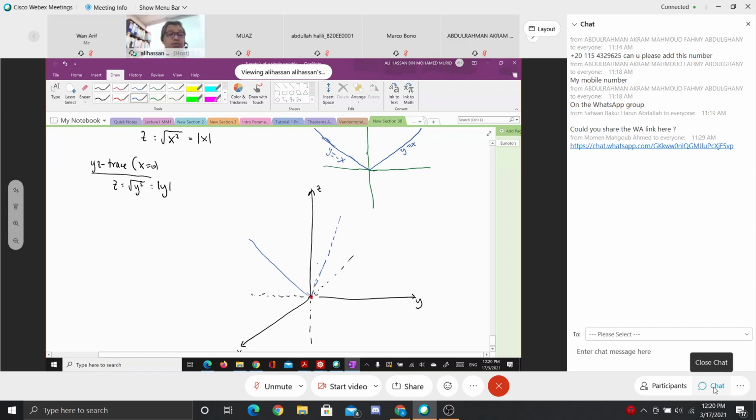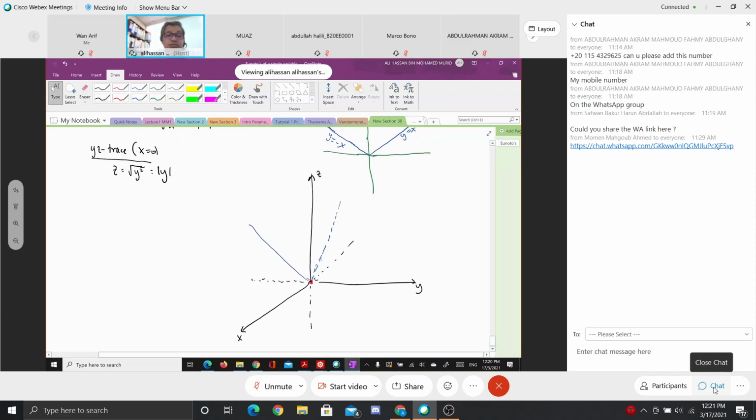And then we have z on the yz plane. We have this equation here also. We do it in green color. Something like this. So this is z equal to modulus y. The one in blue refers to z equal to modulus x.